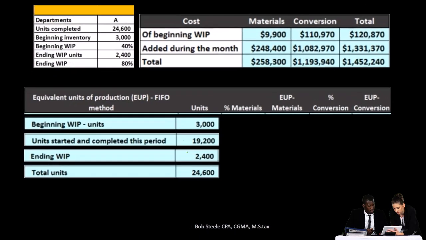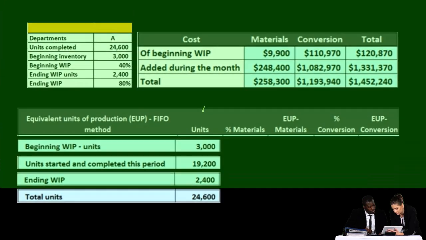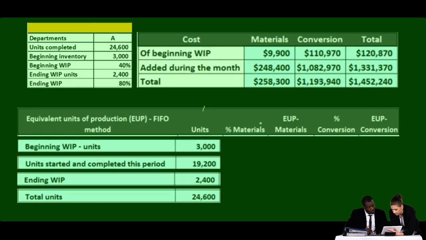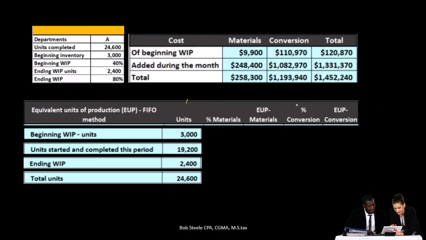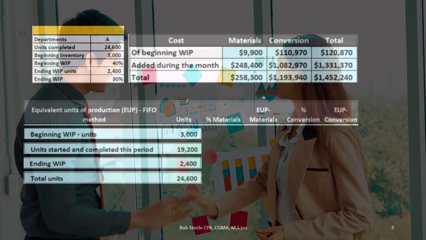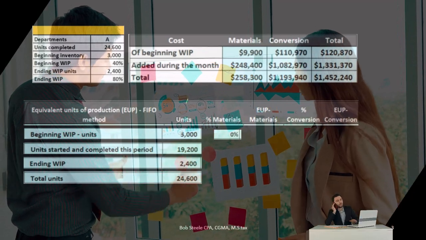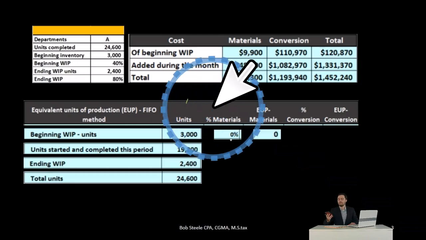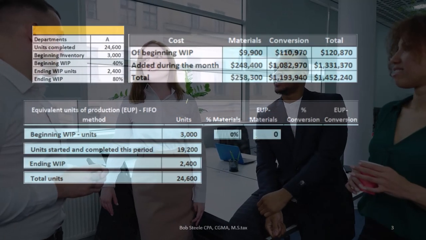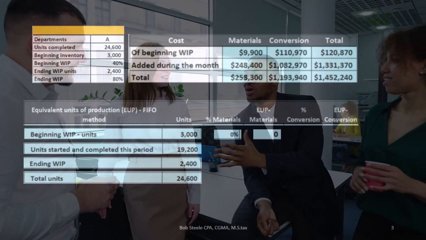broken out in this format representing all units, we can then think about which of those units would be started and completed, or how complete are they in terms of materials, and how complete are they in terms of conversion, meaning how complete are they in terms of equivalent units for materials and equivalent units for conversion. In a first in, first out method, we would say that the 3,000 units that were in the beginning, none of that was done during the process here, meaning none of the equivalent units costs happened during this particular month because they happened last month.